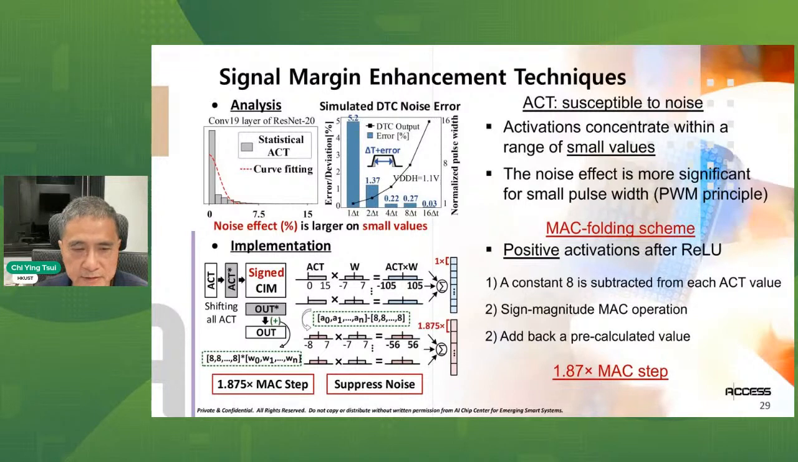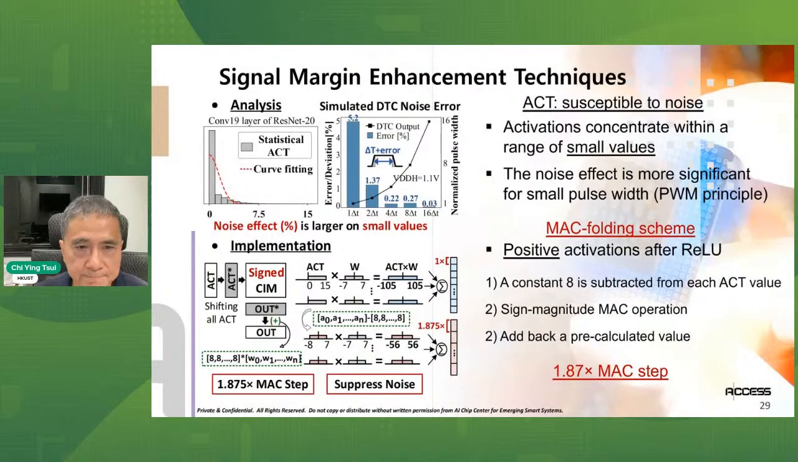Now, with that, we subtract the actual activations by a constant 8. Because the weights are all known beforehand, this subtraction will result in just a constant shift of the output values. Therefore, after the calculations, we can add back this offset to the digital output of the ADC, and then you will get back the actual value. This add back and subtract is very low cost. But with that, we can enhance the MAC step by almost half, and then we can achieve a better signal margin.